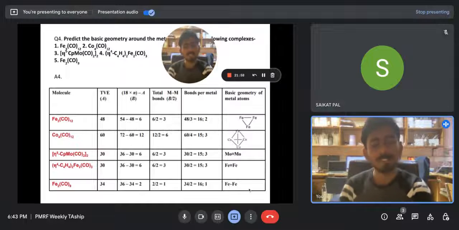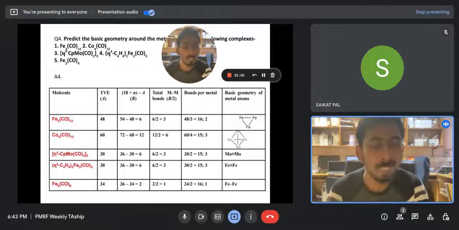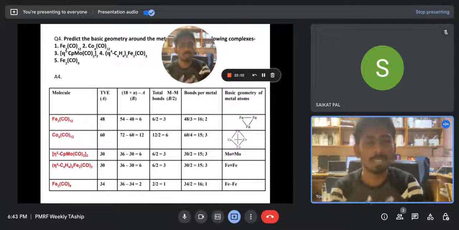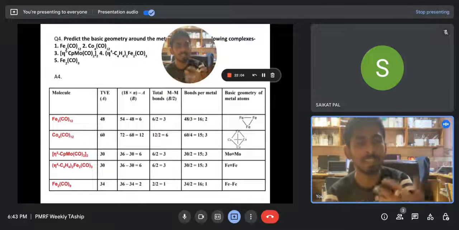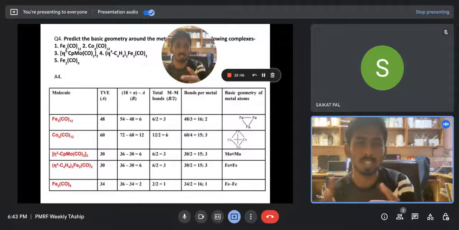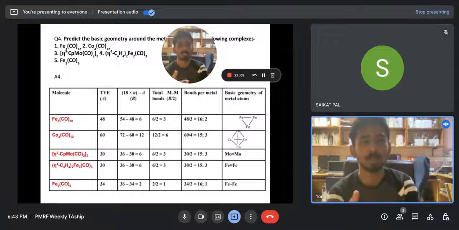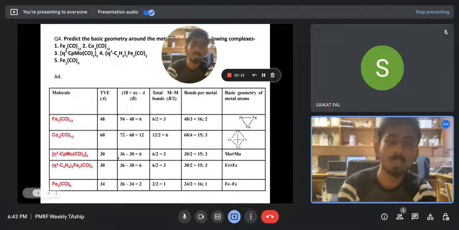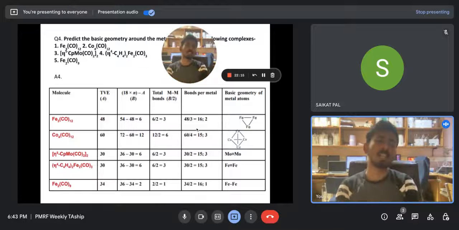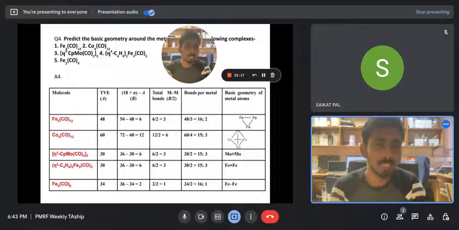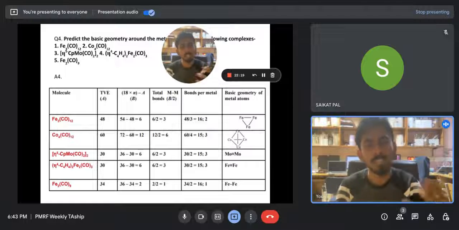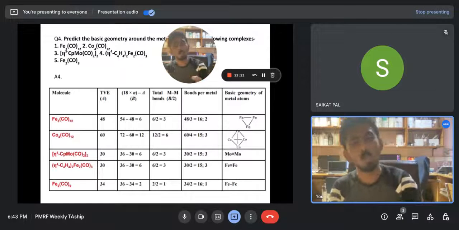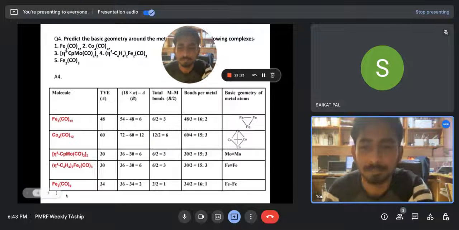So here I have gone through several examples to make you understand how the basic geometry of metal atoms can be determined simply by counting the total number of metal metal bonds and bonds per metal, with the analogy from the last slide. So here also you have to calculate this way. In this convenient manner, you can easily calculate the total number of metal metal bonds, and you have to predict the basic geometry of the core of the metal complexes.